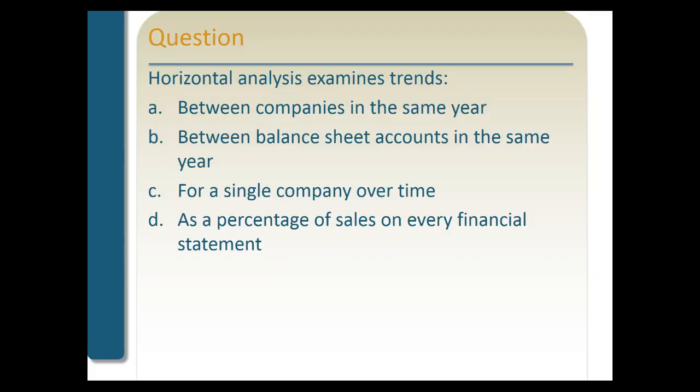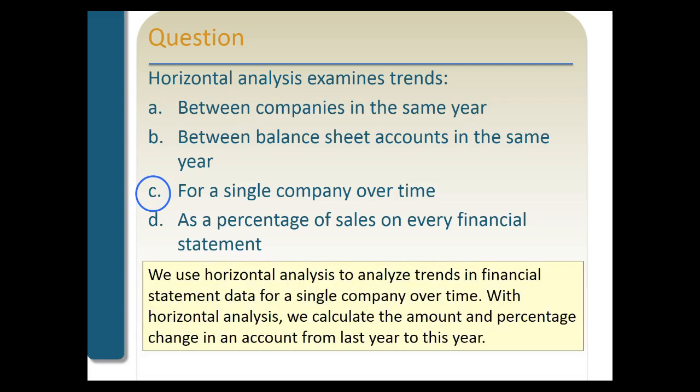The horizontal analysis examines trends. Is it A, between companies, B, between balance sheet accounts in the same year, C, for a single company over time, or D, as a percentage of sales on every financial statement? Hope you got that. We use horizontal analysis to analyze trends in financial statement data for a single company over time. With horizontal analysis, we calculate the amount and percentage change in an account from last year to this year.